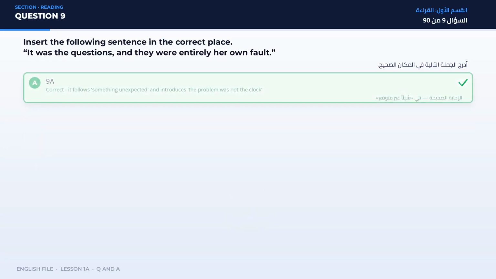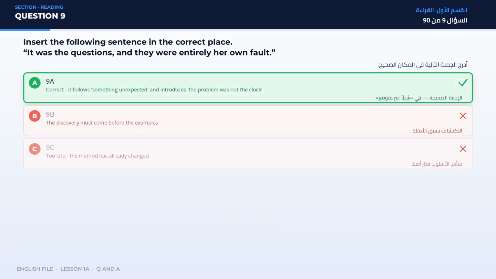The answer is A, 9A. It follows something unexpected and introduces the problem was not the clock. Not B, the discovery must come before the examples. C, too late. The method has already changed. D, the paragraph has already moved on. Question 10.